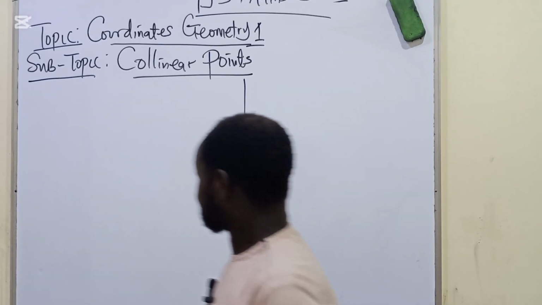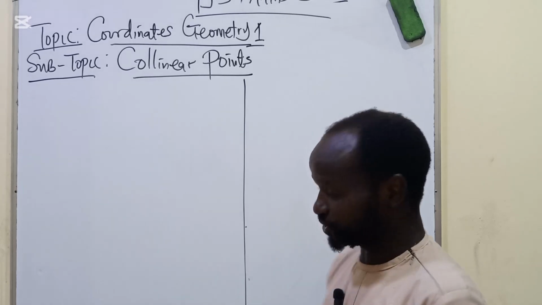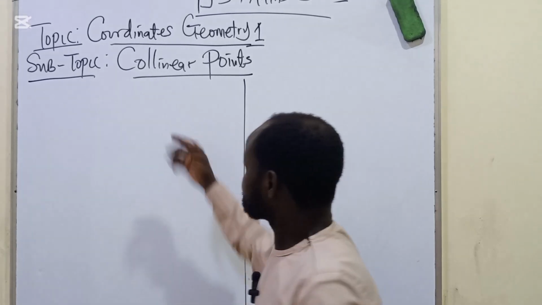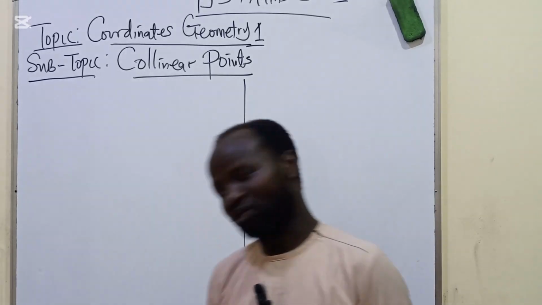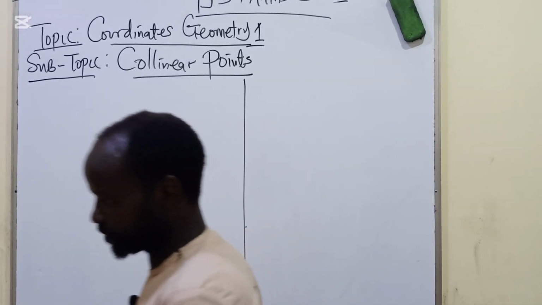In today's presentation, we continue with our solutions to coordinate geometry 1. We are looking at the condition for collinear points. Let's look at how we can analyze this together.